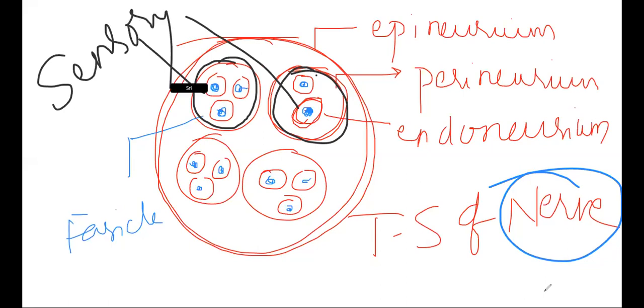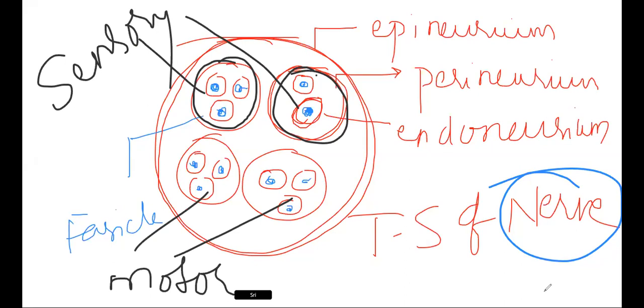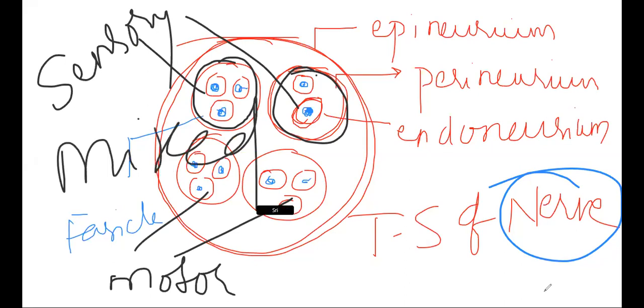That means in the travel, they are coming from the body parts going to the brain. And imagine these two are motor. So what will it become then? It will become mixed. Okay, such kind of nerve becomes mixed.